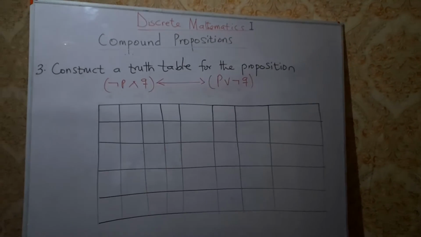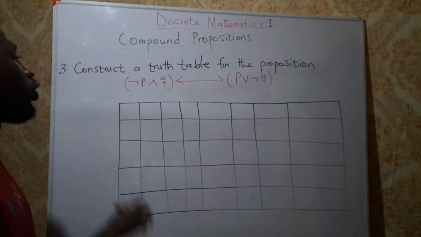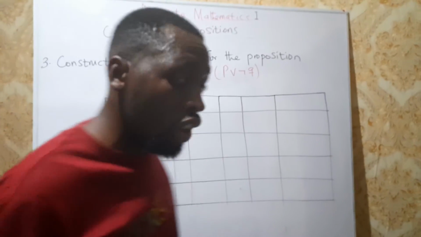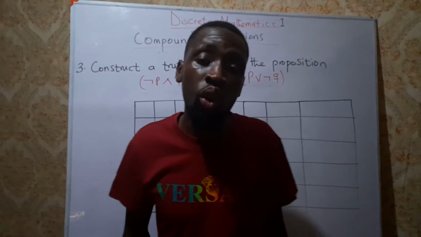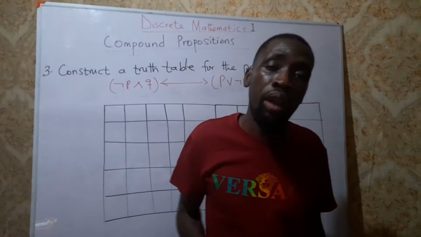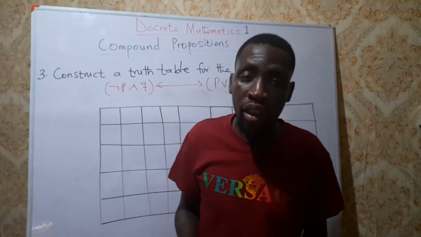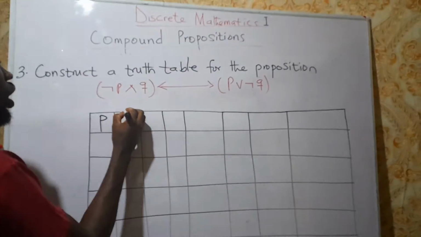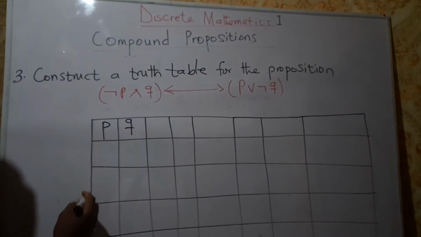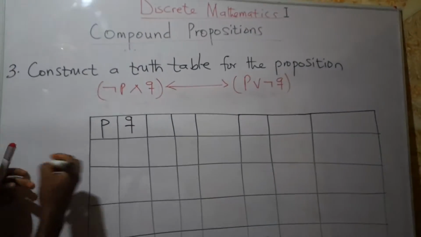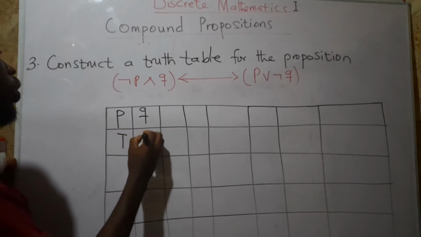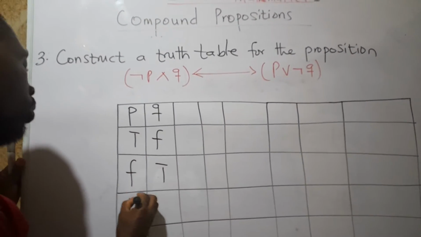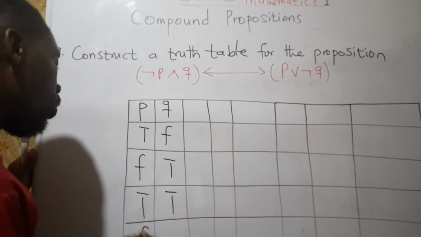So there is the next question on the board. Construct a truth table for this propositional statement. Please, you can pause the video and try solving it on your own. Then you compare your answers with mine. So we go. This is P and this is Q. Remember, the P can be true while the Q is false. This can be false while this is true. Both can be true and both can be false.